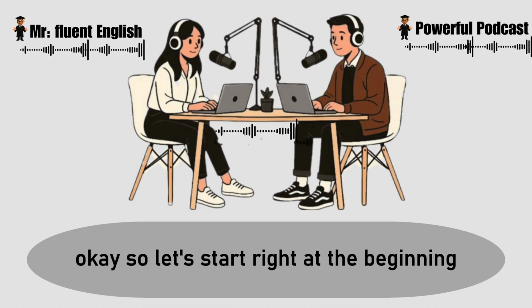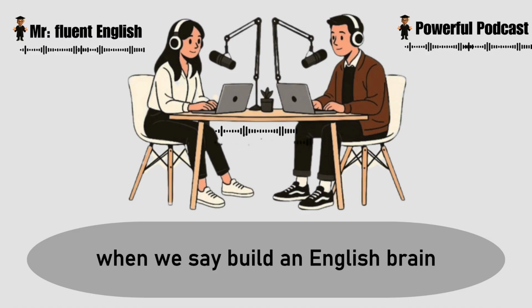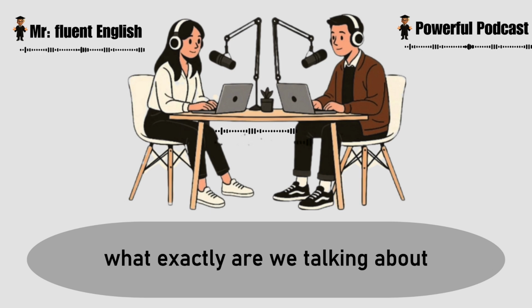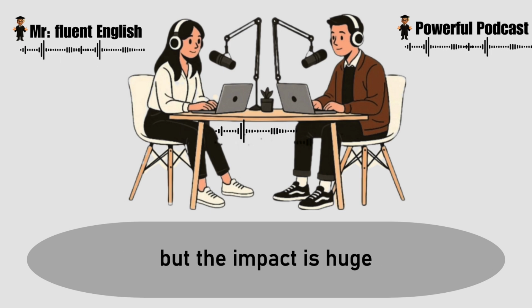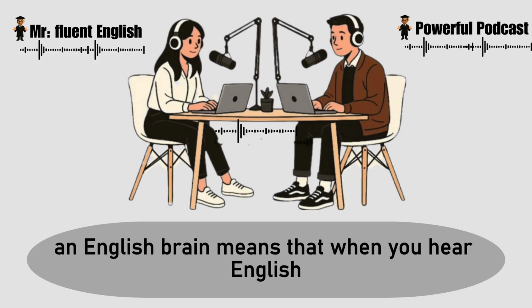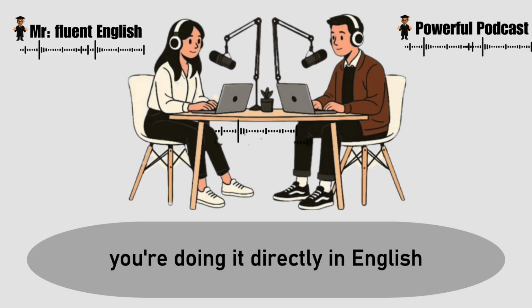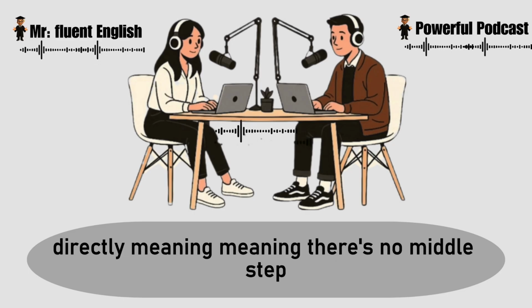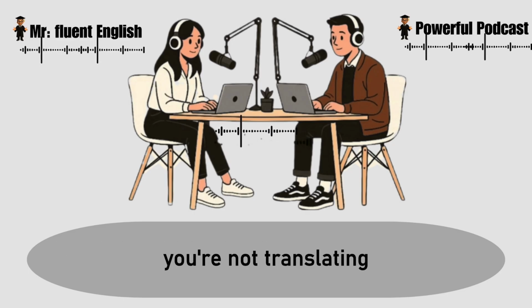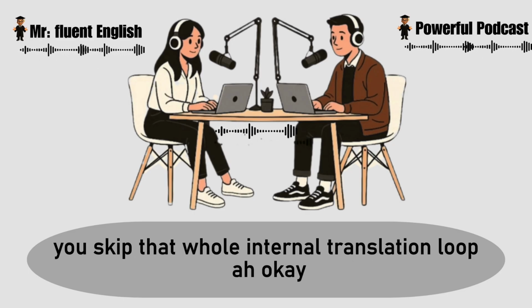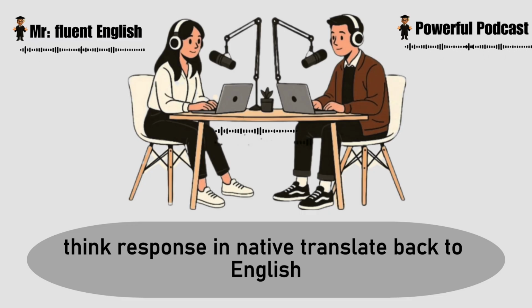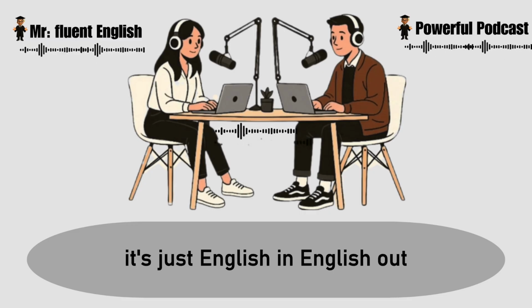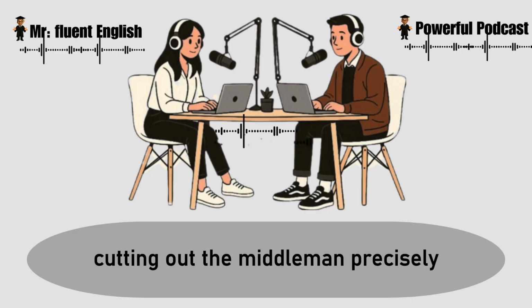Perfect. Okay, so let's start right at the beginning. When we say build an English brain, what exactly are we talking about? Can you give us a clear definition? Sure. It's actually quite simple at its core, but the impact is huge. An English brain means that when you hear English, or when you think, or when you speak, you're doing it directly in English. Directly, meaning? Meaning there's no middle step. You're not translating it back into your native language first. You skip that whole internal translation loop. Okay. So it's not hear English, translate to native, think response in native, translate back to English. It's just English in, English out. Cutting out the middleman. Precisely.